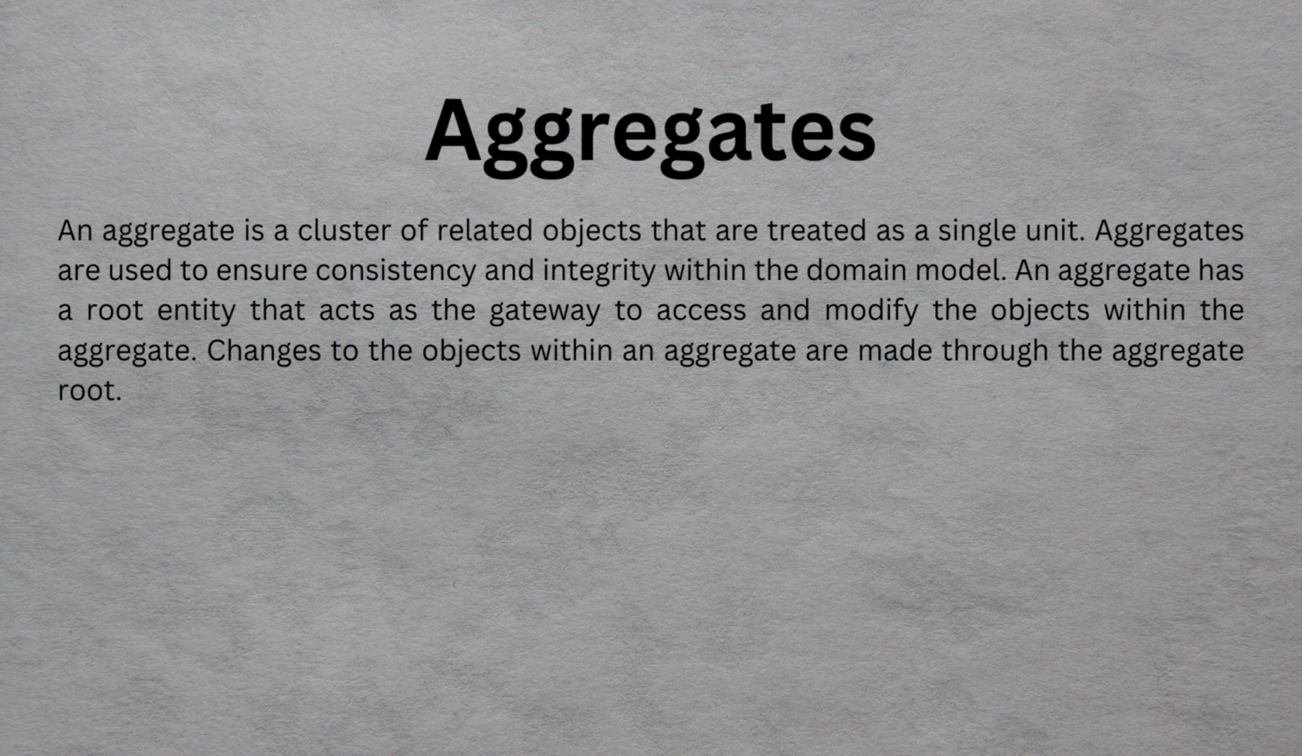For example, in an e-commerce platform, a shopping cart may be an aggregate. The shopping cart may contain multiple line items, each of which represents a product that has been added to the cart. The shopping cart may also have a total price, which is calculated based on the line items.